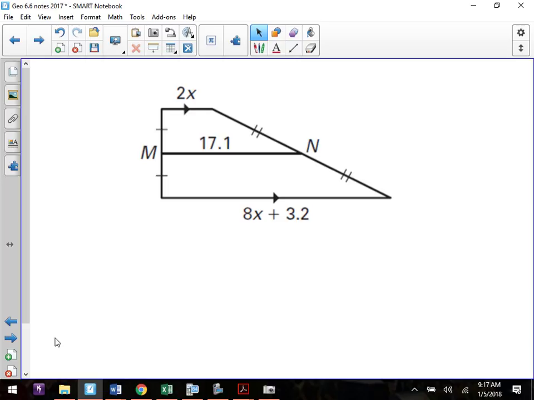It doesn't matter which one's which. The bases are always going to be the ones that are parallel. Those will always be the bases. What do you mean for the bases? Yeah. That's fine. That's all you're doing. You're working through that.